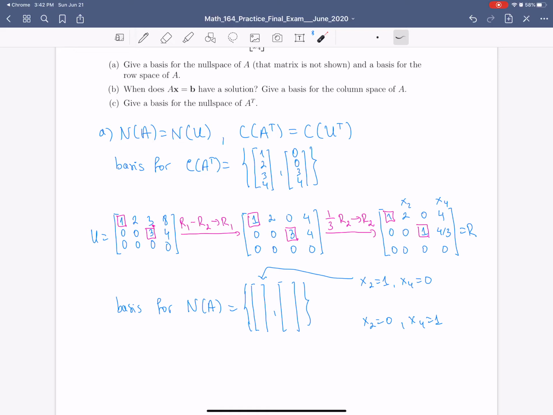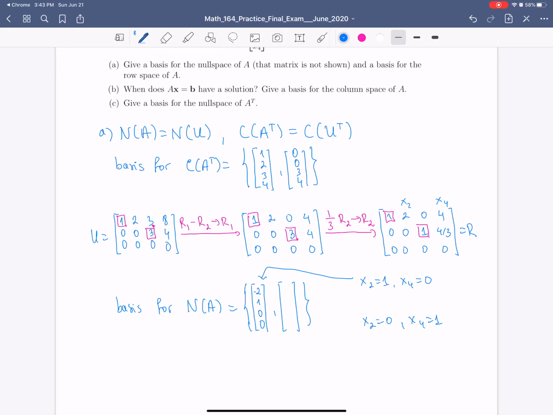So if you set this thing to equal 1, this 0, that 0, what you're doing is 1 times x1 plus 2 must be 0. So that tells you that x1 better be negative 2. So you see, I get negative 2, 1, 0, 0. You can quickly check that this vector is in fact orthogonal to the two rows of R and to two rows of U, if you like.